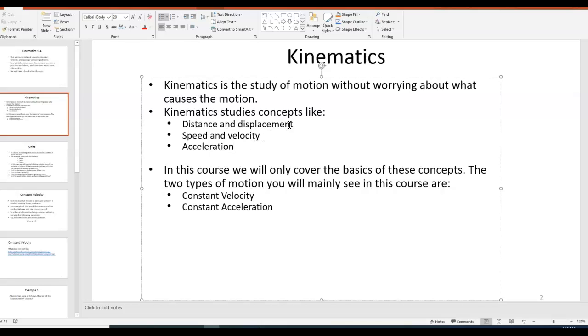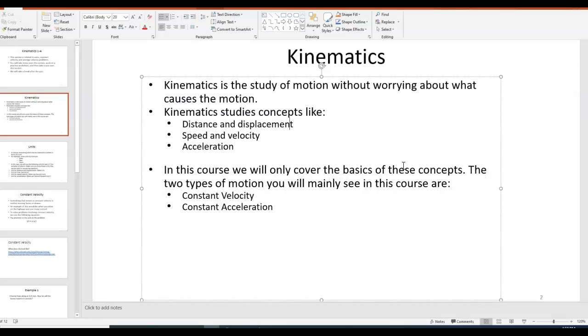And normally we would talk about distance and displacement and speed and velocity and the differences between those two things. But just because we're doing this course in a different format, we're going to skip the discussion of that now and only talk about the very basics of these concepts.